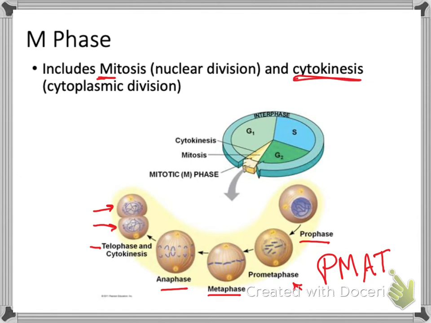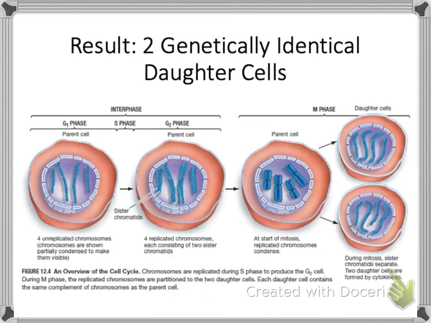Now the cytokinesis part is what you can see here when the cell actually divides, and it occurs at the same time as telophase. So what exactly gets created at the end of the cell cycle, at the end of mitosis? You will get two genetically identical daughter cells.